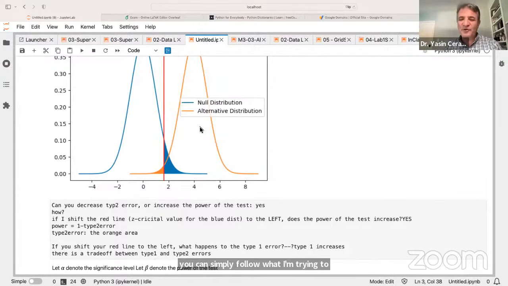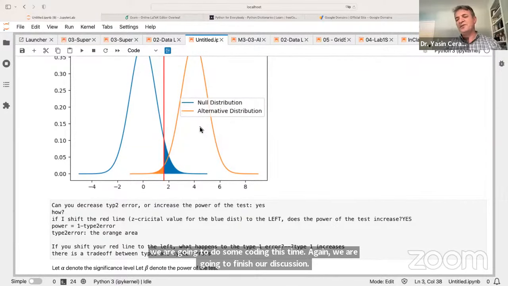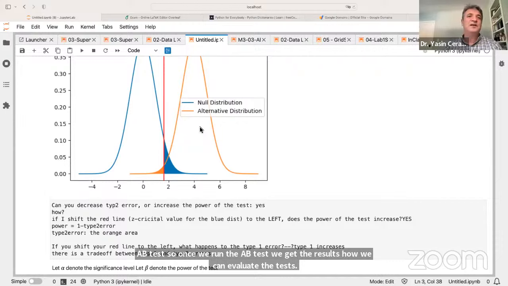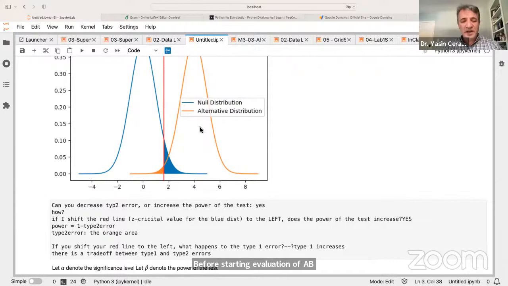So we are going to do some coding this time. Again, we are going to finish our discussion on A/B test. I'm just going to talk about how we can evaluate an A/B test. So once we run the A/B test, we get the results, how we can evaluate the A/B tests. Before starting evaluation of A/B tests, let's remember where we left last time.